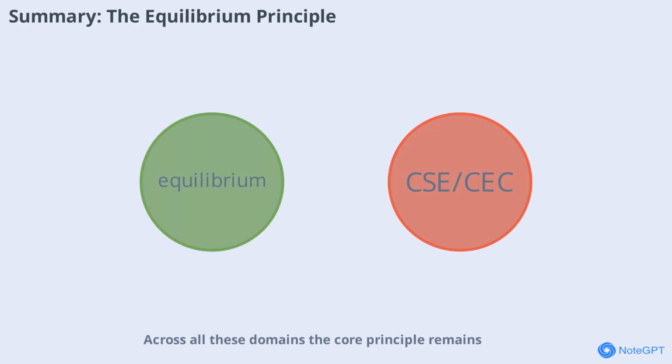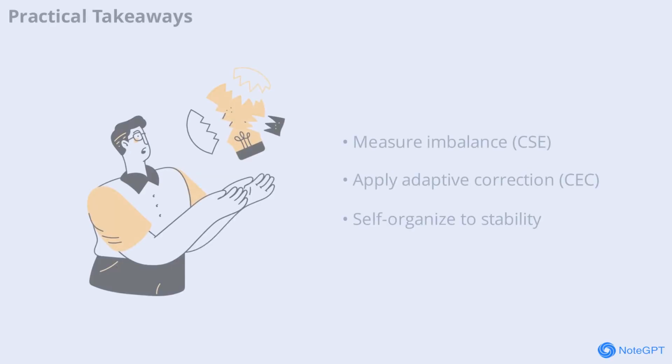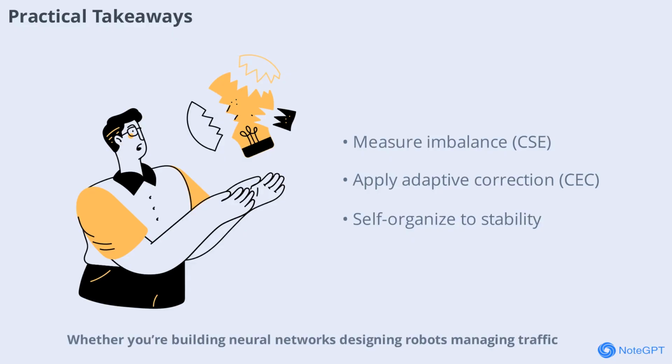Across all these domains, the core principle remains: CSE measures imbalance or error, while CEC is the local controller or energy that restores equilibrium. This framework unifies problem-solving strategies, physical systems, and even cosmological models, offering a powerful, adaptable language for understanding and designing complex systems. Whether you're building neural networks, designing robots, managing traffic, or exploring the cosmos, the CSE-CEC framework provides actionable guidance. Measure imbalance, CSE, apply adaptive correction, CEC, and let the system self-organize toward stability and efficiency. This approach is not only theoretically elegant but also practically effective across a wide range of challenges.